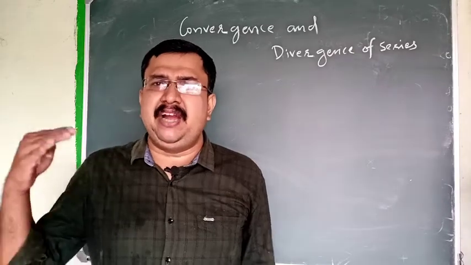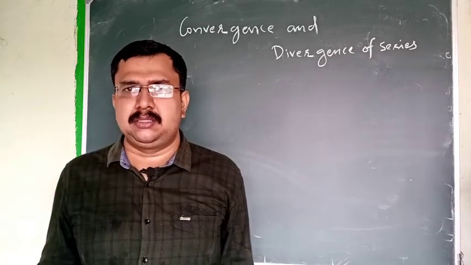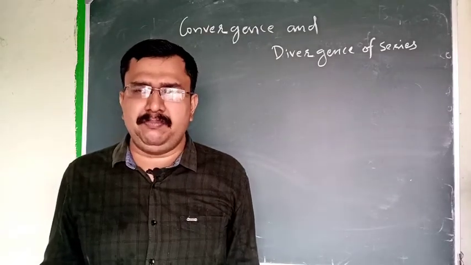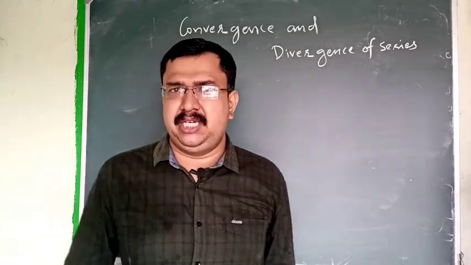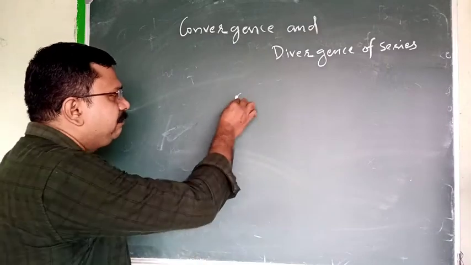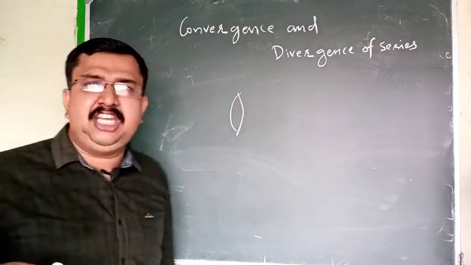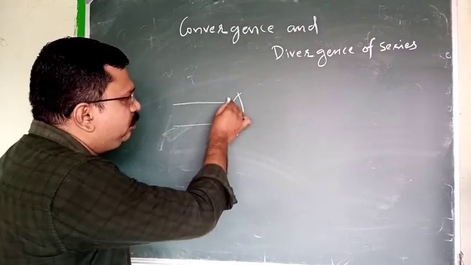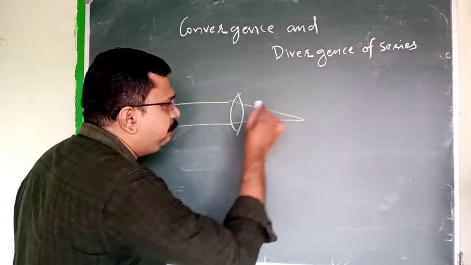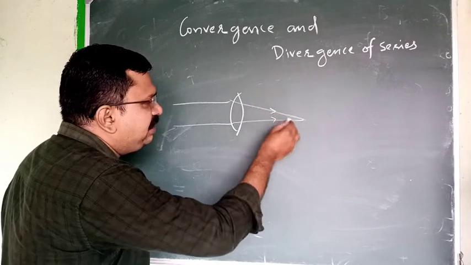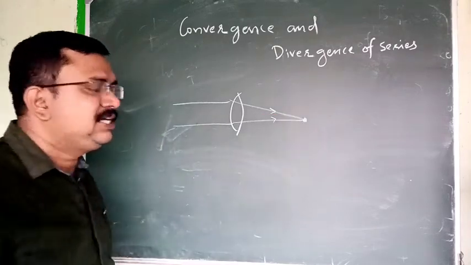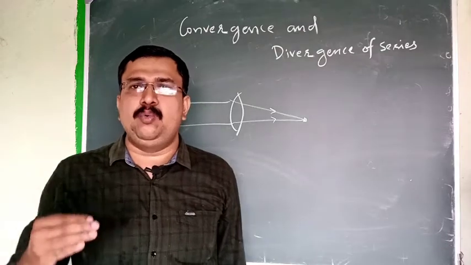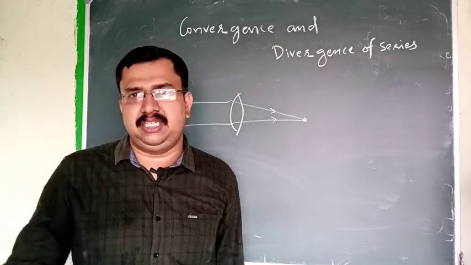What do you mean by convergence? For example, let us look at a simple example. We know that when light is passes through a lens, it focuses to one point. It is converging to one point. The same model of convergence exists in maths. It converges to a value.